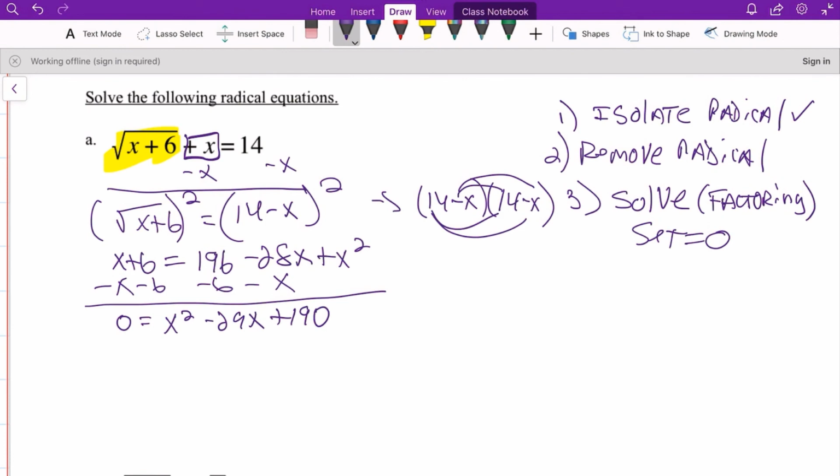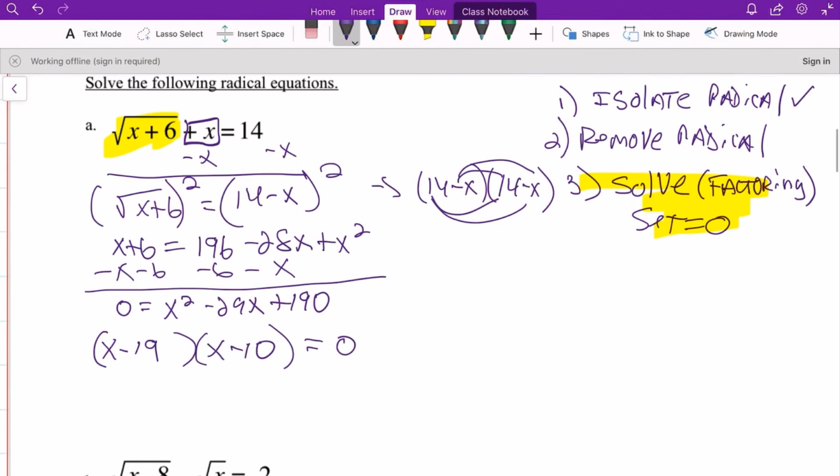Okay? So you can see that's why I said step 3 can be kind of involved. And now what we're going to do is just solve this, and hopefully we can factor this. And I think we can. I'm going to set this equal to 0. This is going to factor into x minus 19 times x minus 10. And then we would have both of these equal to 0. So we have x minus 19 equals 0, x minus 10 equals 0. So we're going to get two answers here, x equals 19 or x equals 10. So those are my potential answers.